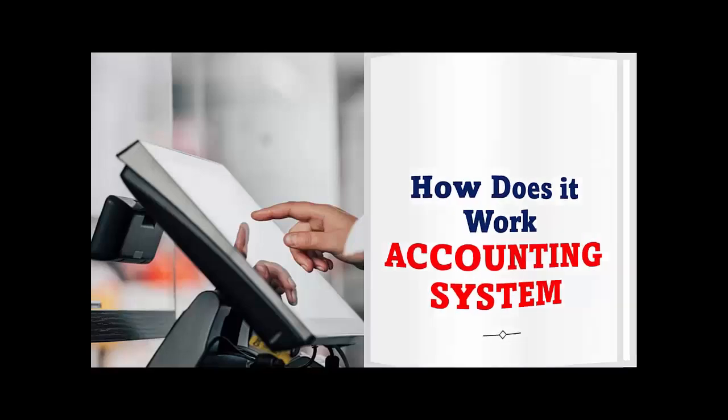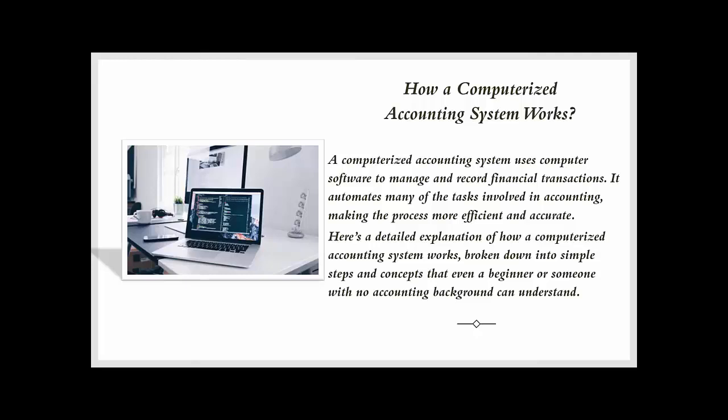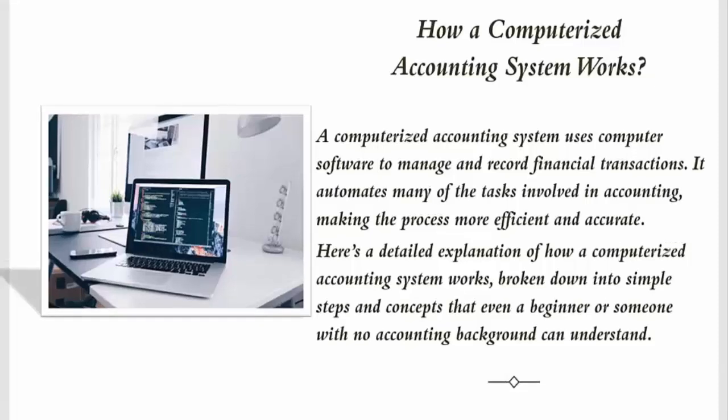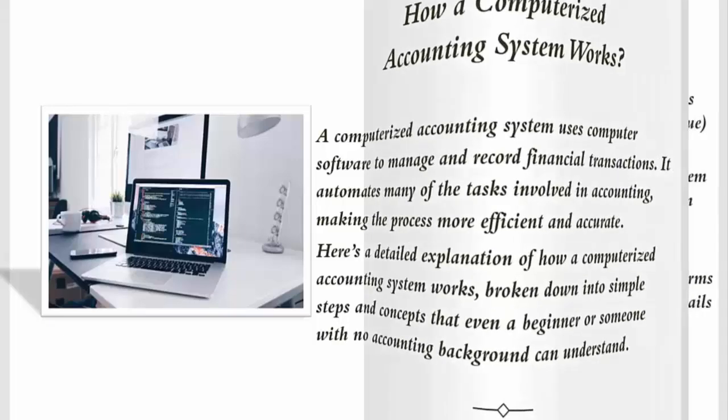How a computerized accounting system works. A computerized accounting system uses computer software to manage and record financial transactions. It automates many of the tasks involved in accounting, making the process more efficient and accurate. Here's a detailed explanation of how a computerized accounting system works, broken down into simple steps and concepts that even a beginner or someone with no accounting background can understand.